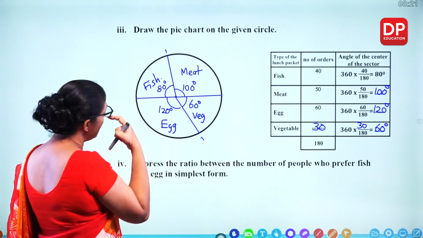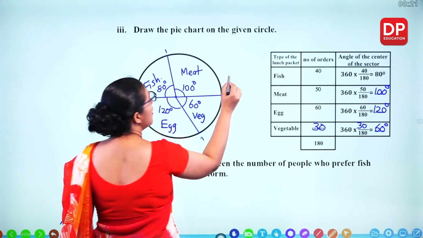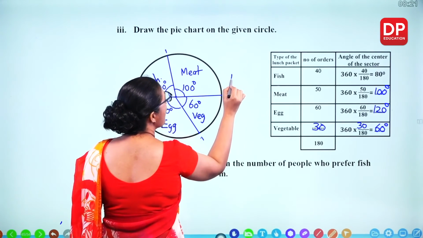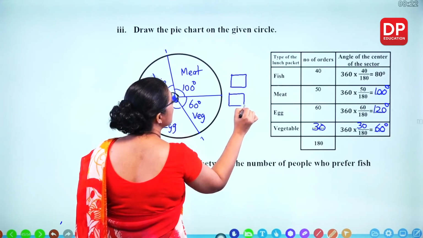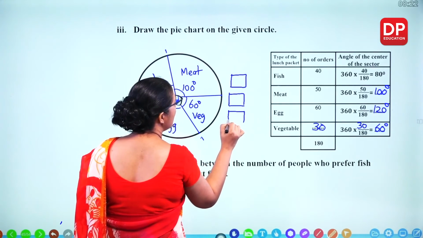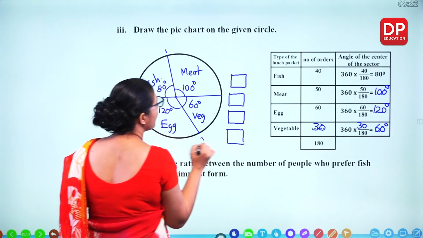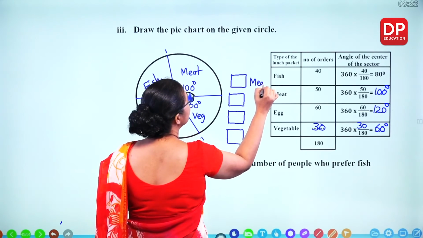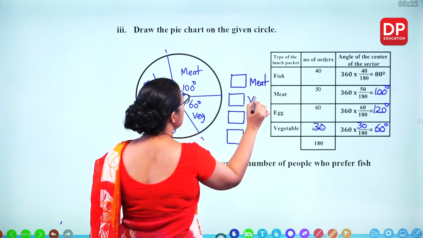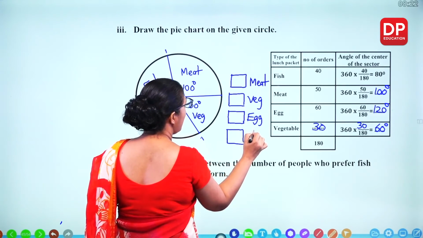So this is the pie chart, and you can label each one with a color or category. So we'll put colors. Meat, vegetables, egg, and fish.